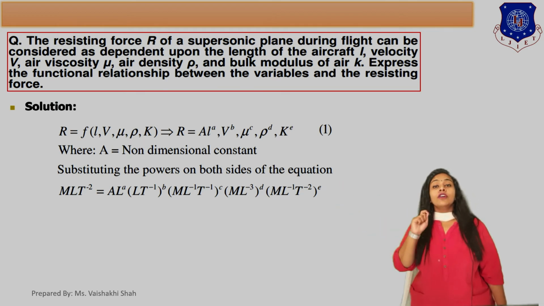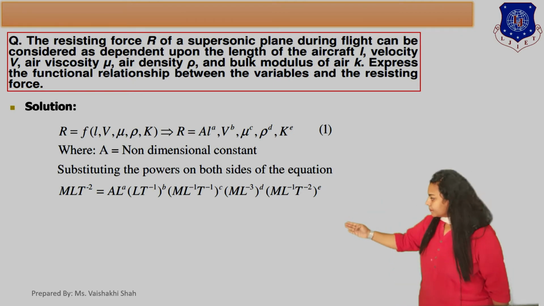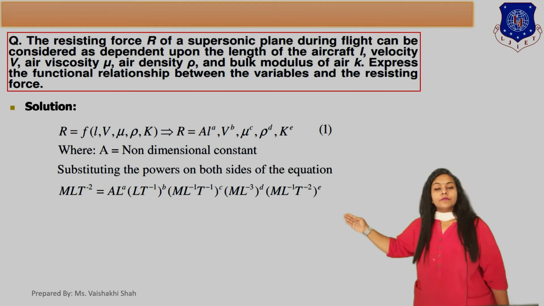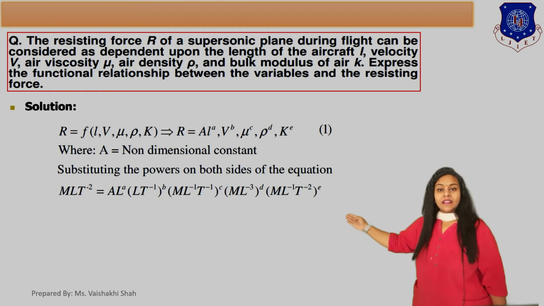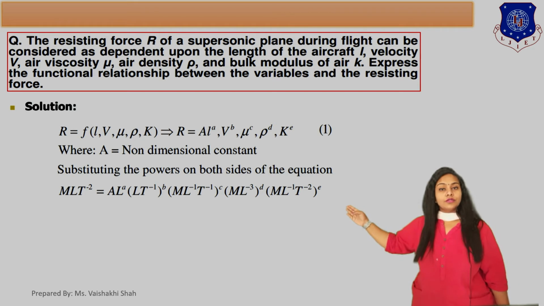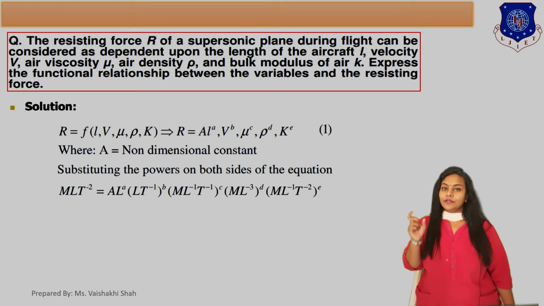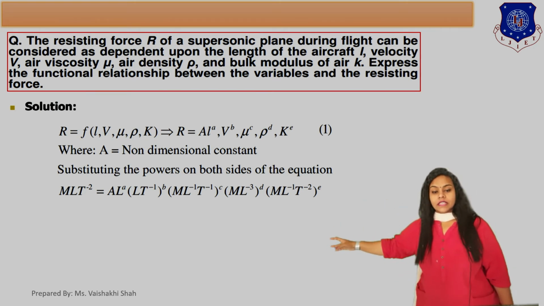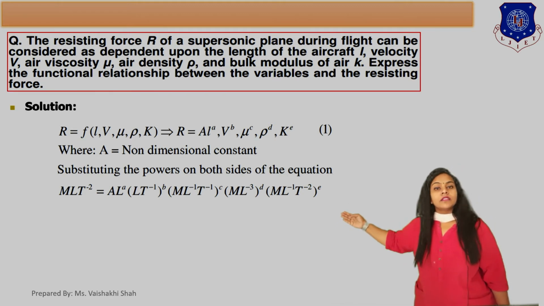R is your resisting force, and the equation of force in MLT form is M L T raised to minus 2 equals A, which is your non-dimensional constant, L raised to A, which is in the form of length. Second is velocity, which is meter per second, so L T raised to minus 1.